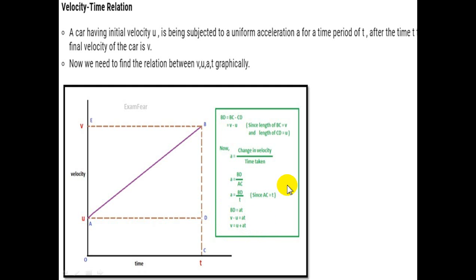When you solve it, you will get V is equal to U plus AT, that we have already seen in a previous video. What you have to understand through this is how it actually happens, how the car moves, and the final velocity is V, and how V minus U comes, because BD is equal to V minus U. That way we can find out the first formula.